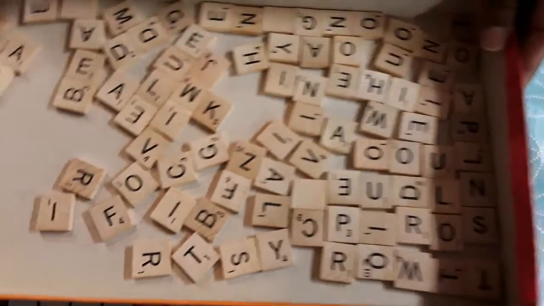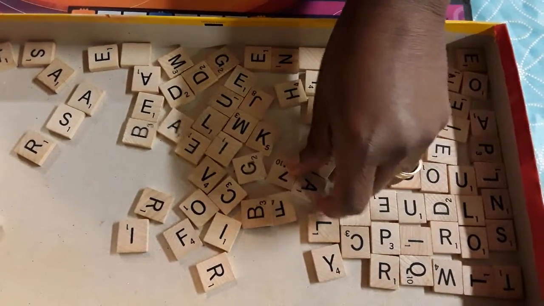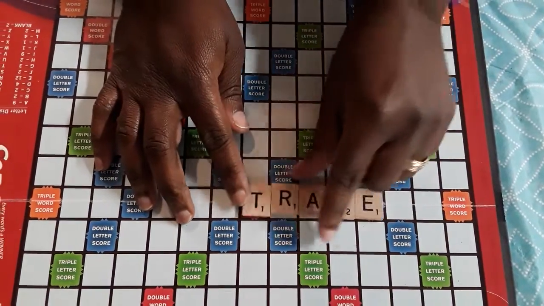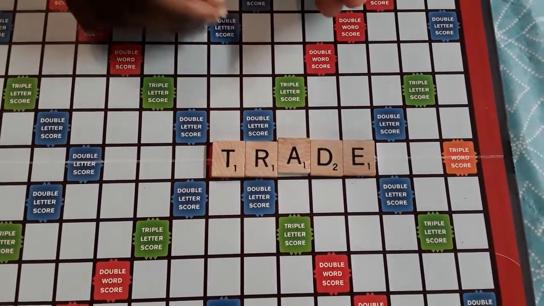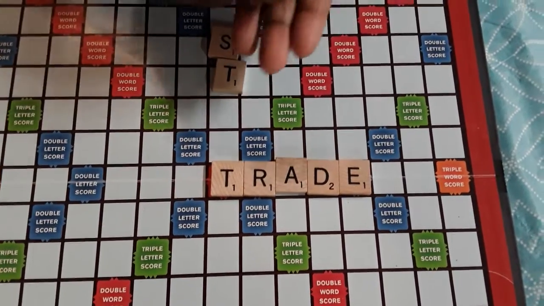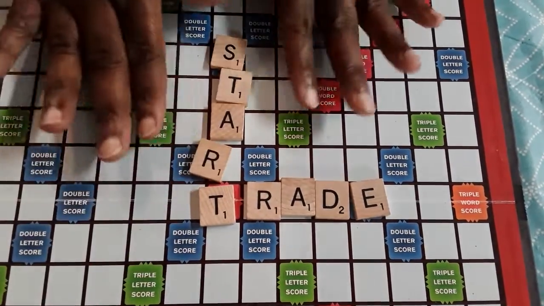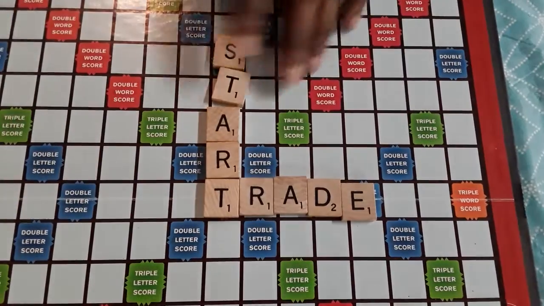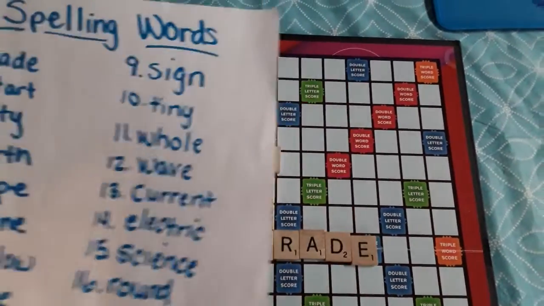So they're going to go back to the box of letter tiles and look for the remaining letters: S, T, A, and R. Then they're going to build upon the word trade with the word start. So they're going to do S, T, A, R, and then they already have a T down. And they're going to continue to use their spelling list to build upon the words that they already have.